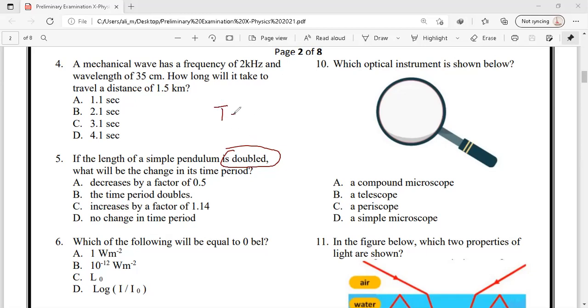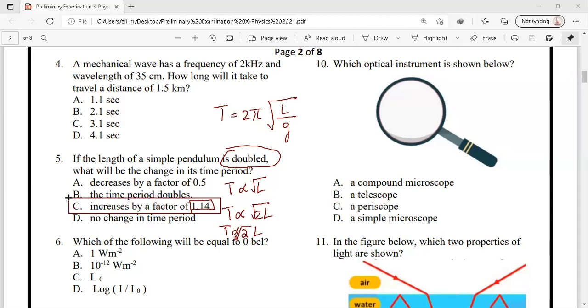So we know that the time period is equal to 2 pi square root L over g. From this given formula, we know that time period is directly proportional to the square root of L. So if we double the length, it will become 2L. So the time period will be increased by a factor of square root 2. So square root 2 is equal to 1.14. So time period will be increased by a factor of 1.14. So the correct answer in this question number 5 is option C.